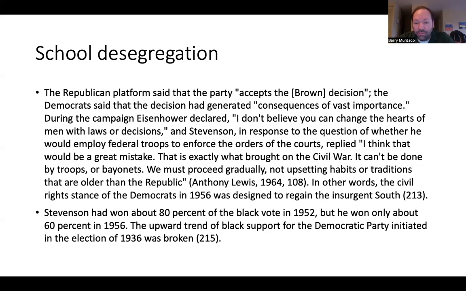And of course, he was proven to be right. And I would say people make the same arguments now about, oh, we need to move at a very gradual pace and things like that, whether it's about healthcare or many other issues. In other words, the civil rights stance of the Democrats in 1956 was designed to regain the insurgent South. We'll talk about this more when we talk about the presidency in a few more classes.